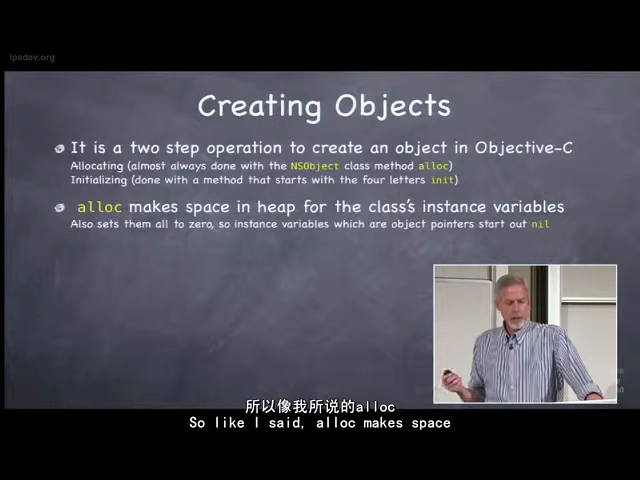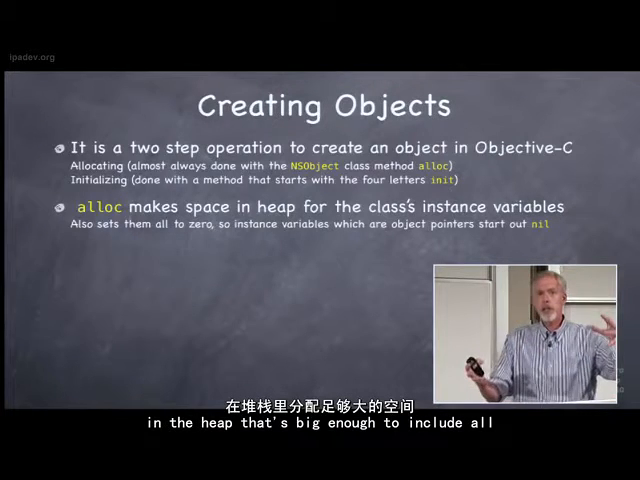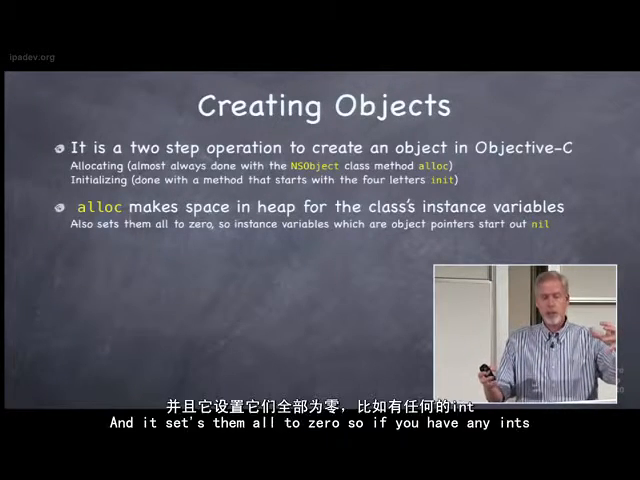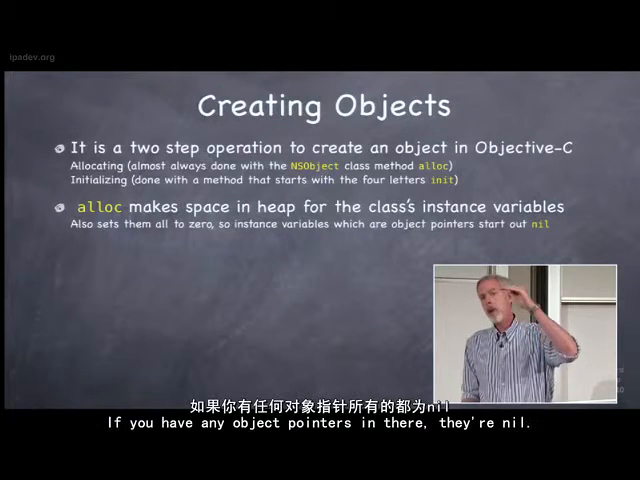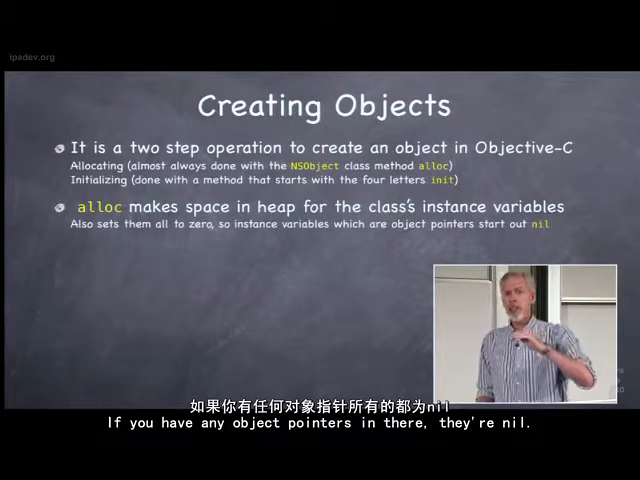Like I say, alloc makes space in the heap that's big enough to include all this class's variables, and it sets them all to 0. So if you have any ints in there, they're 0. If you have any object pointers in there, they're nil.